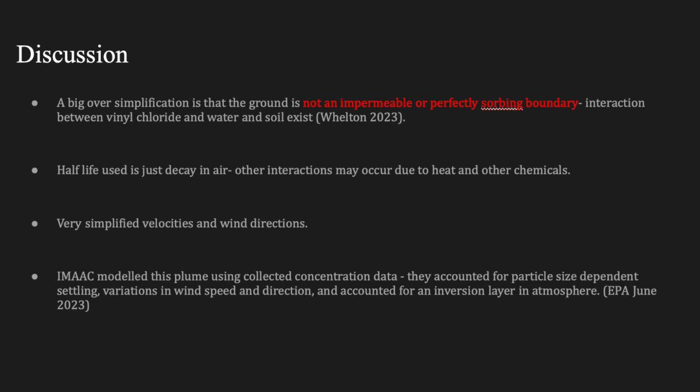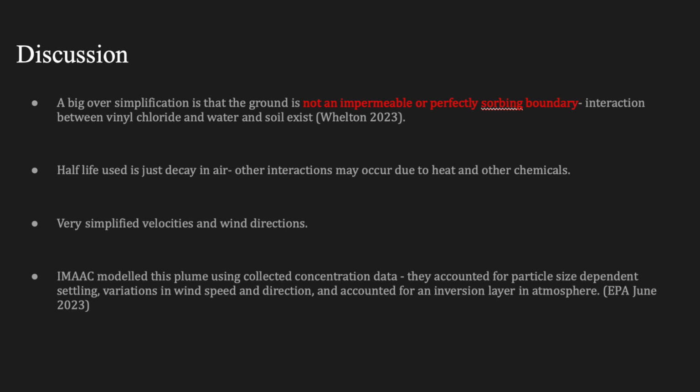My model of the East Palestine train derailment was by no means perfect, and there were a lot of simplifications in this. One of these big simplifications is that the ground is not necessarily an impermeable boundary, but nor is it a perfectly sorbent boundary. We do know that there is an interaction between vinyl chloride and the water and soil, but more research would have to be done to figure out how these do interact with each other. Another simplification is that I only considered the decay of vinyl chloride in just plain air in a laboratory, and I did not consider how it would interact with other chemicals or the heat from the fire. Lastly, there was a lot of variation in the velocity and direction of the wind that day, which would affect our dispersion coefficients.